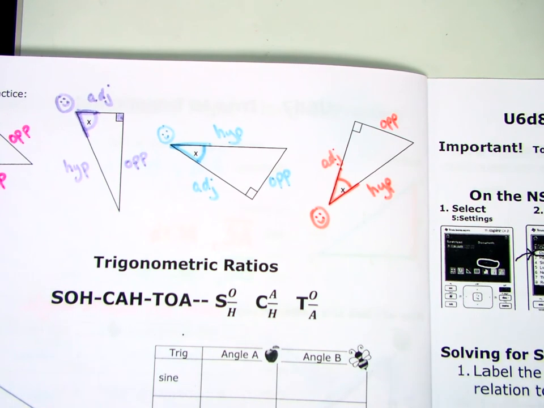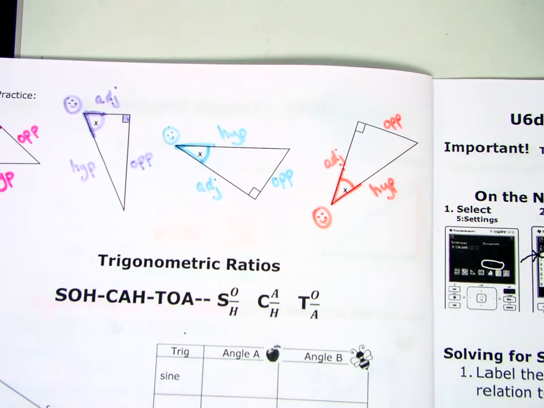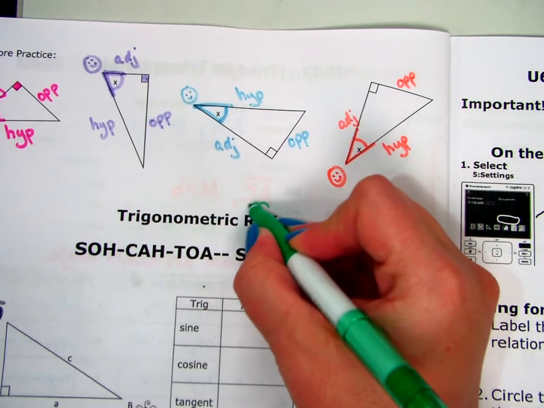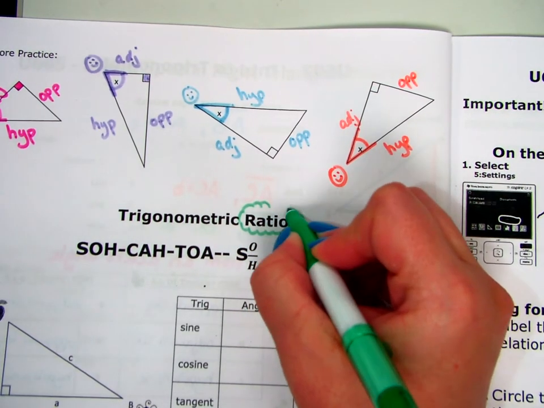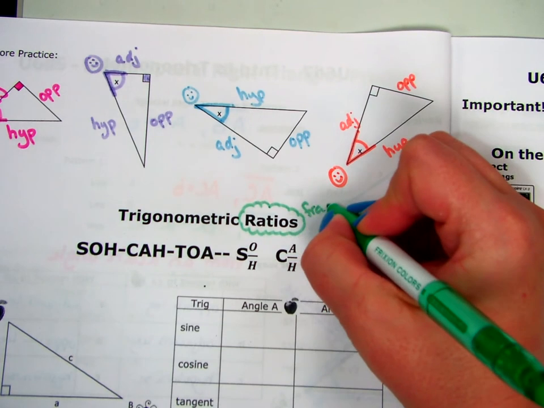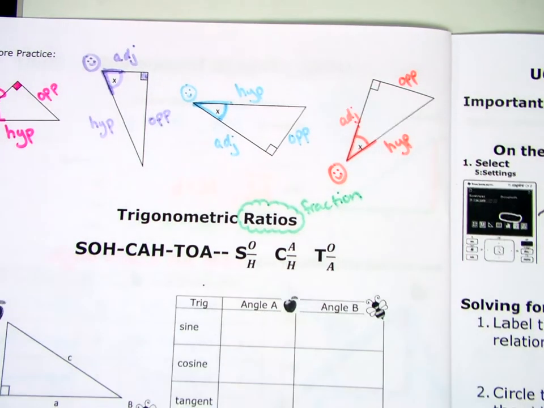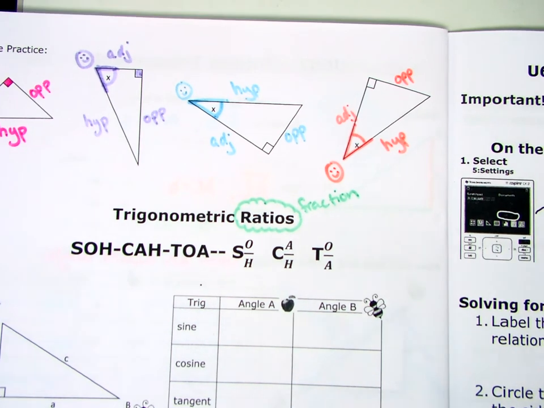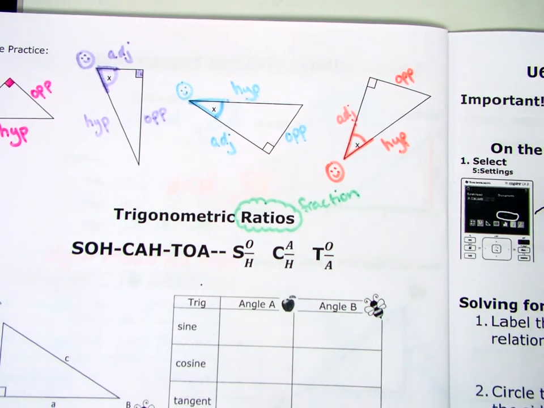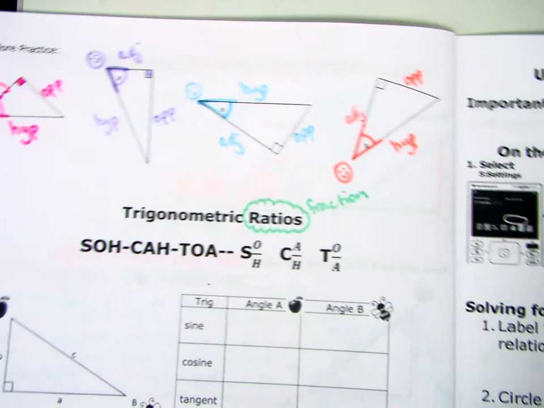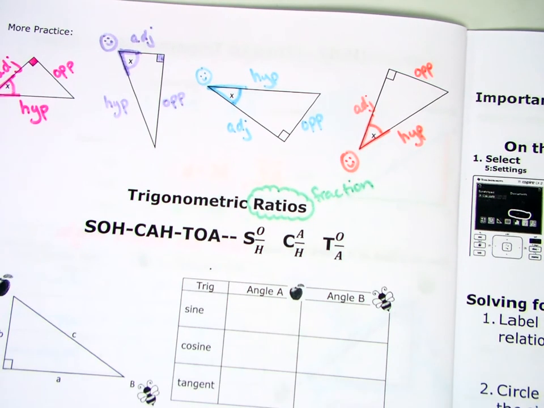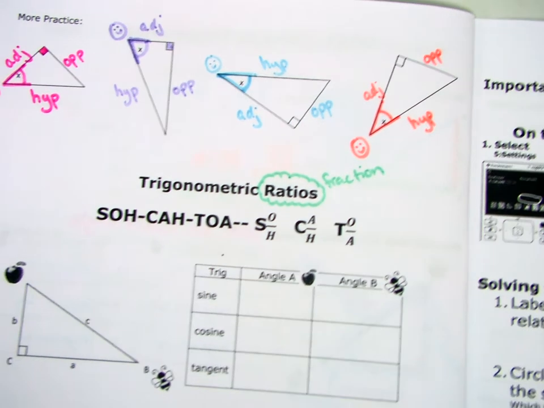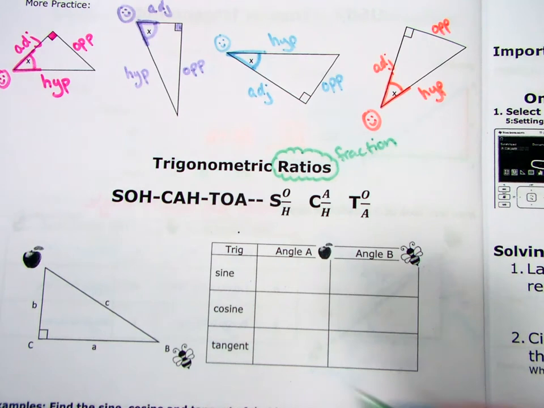The reason it's important to know where your opposite, adjacent, and hypotenuse are is because we use them in something called trigonometric ratios. Does anybody remember what ratio is a fancy word for? Fraction. Ratio is just a fancy word for fraction. You don't have to memorize the actual words because they're on your formula chart, but you do need to know what the letters stand for.